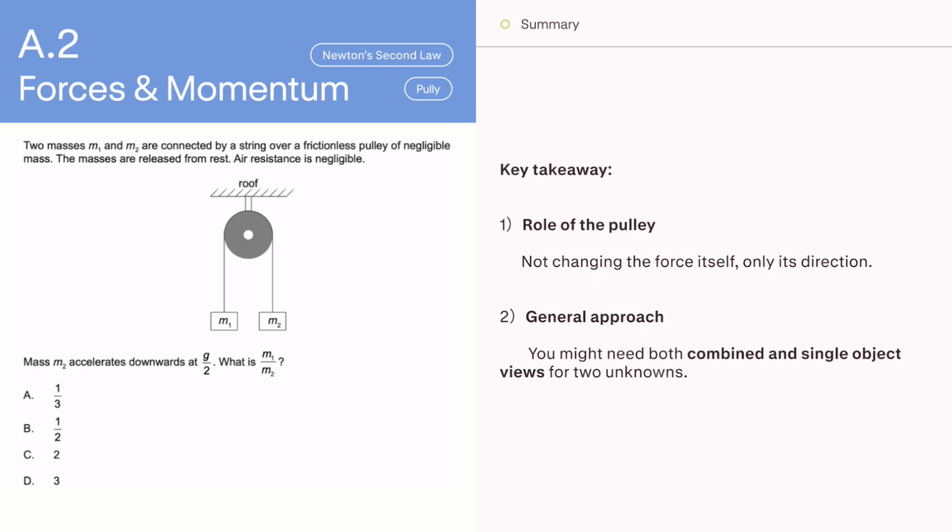Second, the general approach to this problem type is to apply Newton's second law to both the combined system view and the single object view, and construct two equations to solve for the two unknowns. But this question only asks for the ratio of the two unknowns. That's why we did not proceed to the single object view stage.